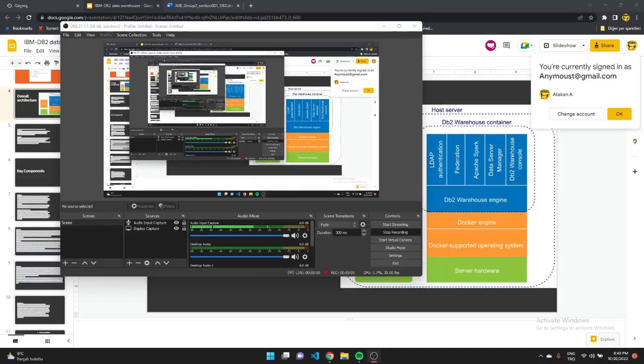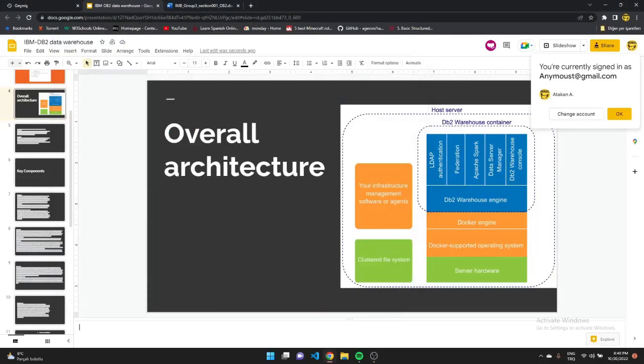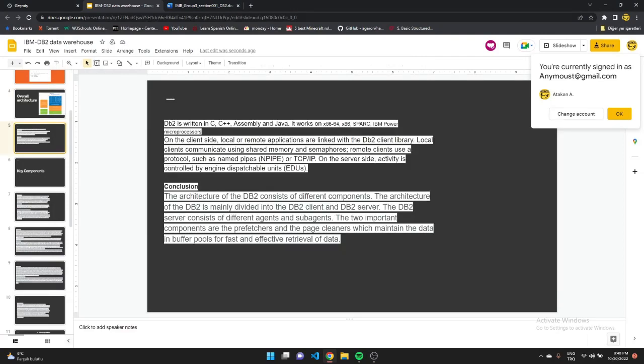Hi, so I will talk about the overall architecture of IBM DB2, the data warehouse. DB2 is written in C, C++, assembly, and Java, which makes sense because assembly, C, and C++ are quite fast, and then Java probably creates some sort of functionality on top of that. It works with standard processors like 64-bit, 32-bit, SPARC, and IBM Power microprocessors. I don't know what those are, but apparently it works with them.